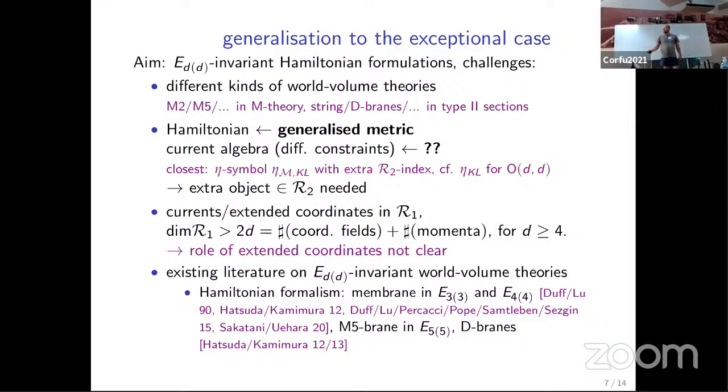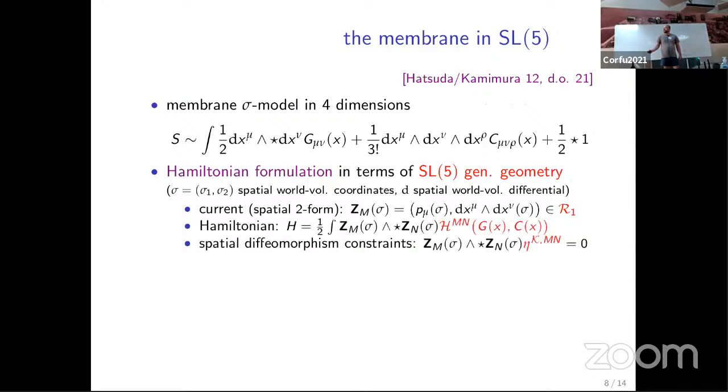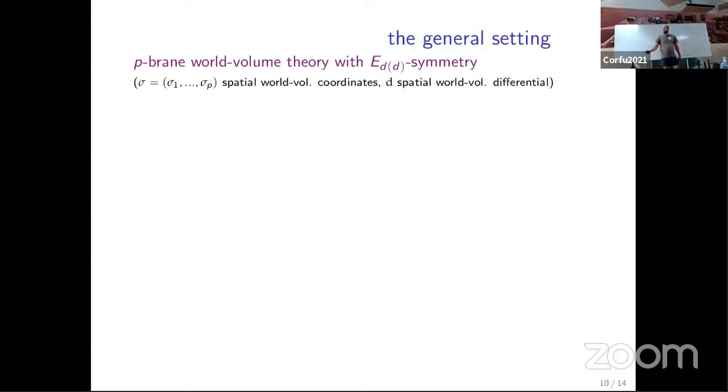Let me skip this and directly generalize to the setup for arbitrary p-brane worldvolumes with EDD symmetry. I will denote sigma the spatial worldvolume coordinates and d the spatial worldvolume differential, and I will postulate a similar formulation of this theory compared to the string case. We introduce an additional object, a p minus one form for a p-brane, which I call charge, which will be an object in the appropriate representation, and it will be closed.